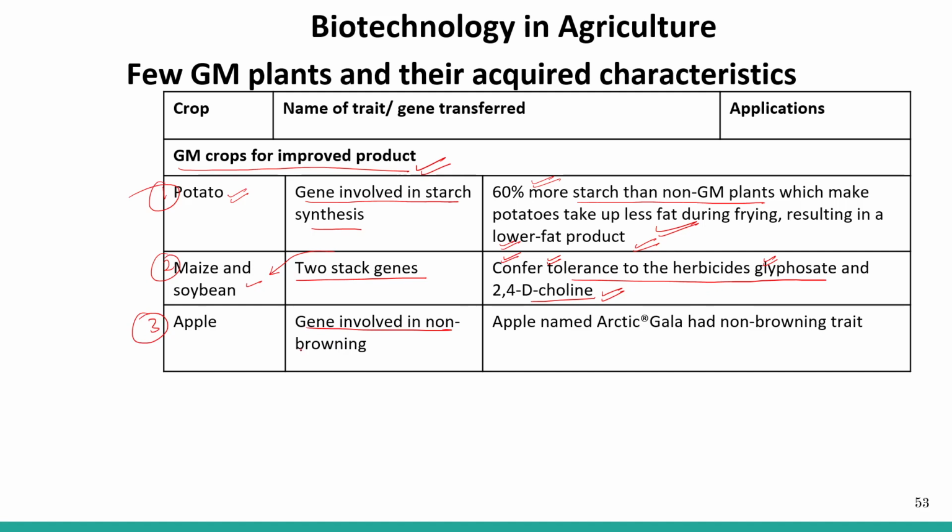Third is the apple. Gene involved in non-browning. The apple named Arctic Gala has non-browning traits. Sometimes an apple gets brown when cut or exposed to the air. If we transfer a gene involved in non-browning, that apple does not get brown, and the name of that apple is Arctic Gala.